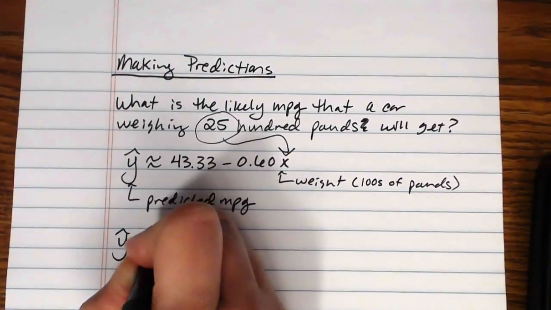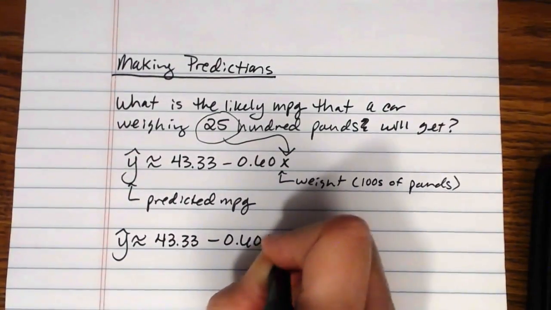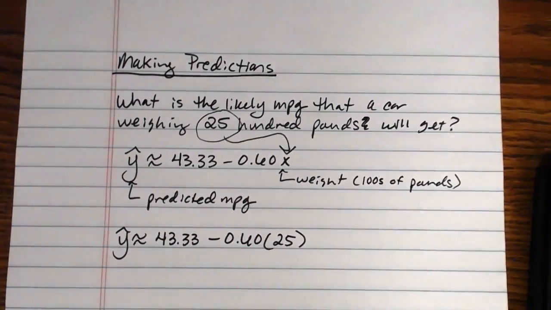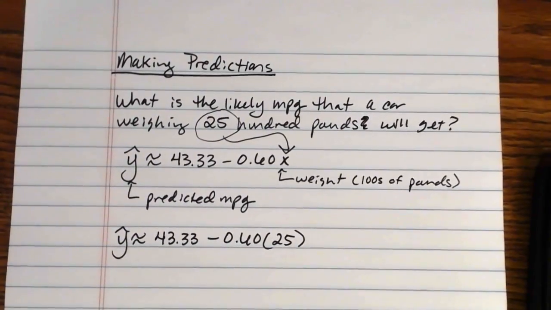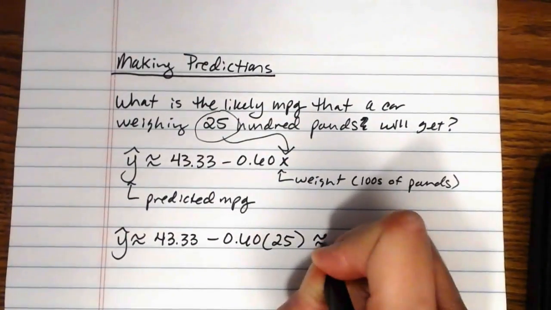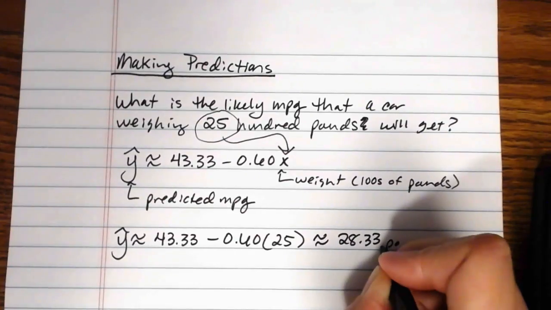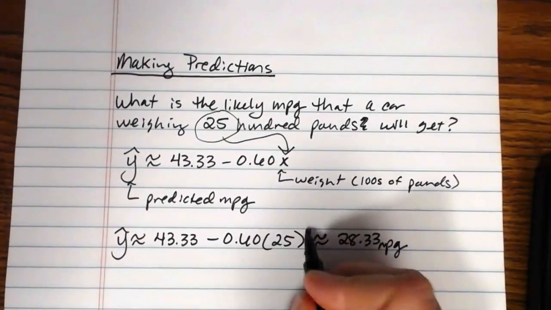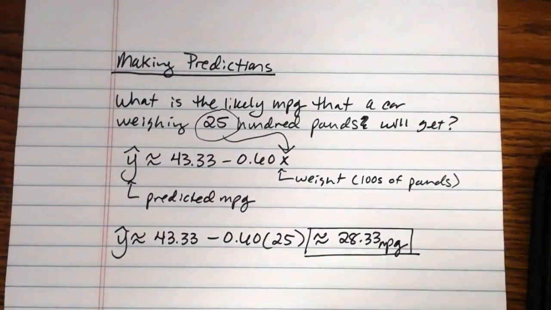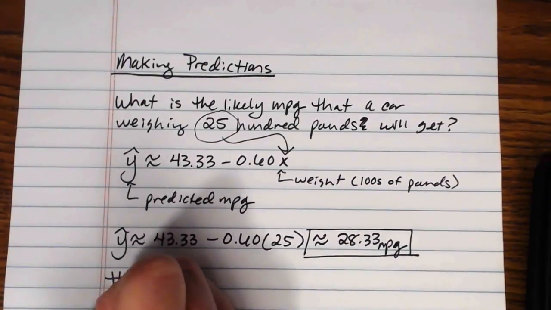So we do y hat, approximately 43.33 minus 0.60 times 25. Crunch that through in the calculator. And we get approximately 28.33 miles per gallon. Okay, so that's our prediction. 28.33 miles per gallon. Now, we could ask ourselves, how accurate do we expect this prediction to be?